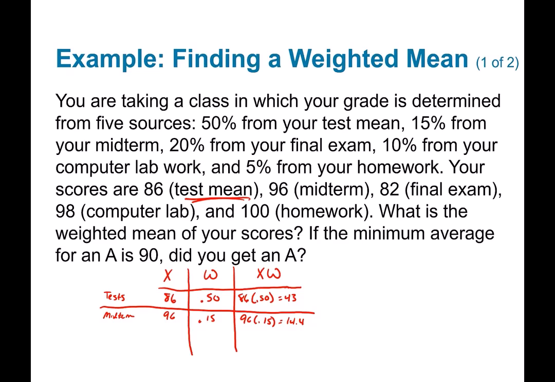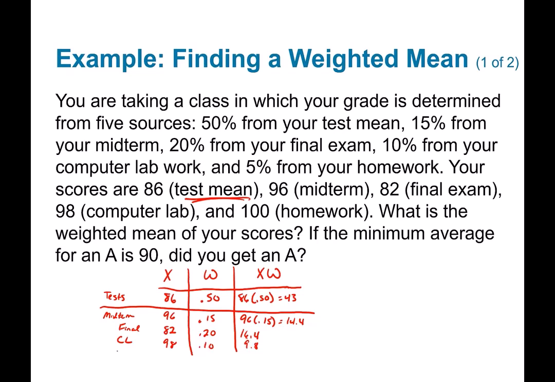So the final exam, we got an 82, and that weighed 20% of your grade. So multiplying 82 times 0.2, you get 16.4. The computer lab, you got a 98, and that is 10% of your grade. And so you get a weight times the data value of 9.8.